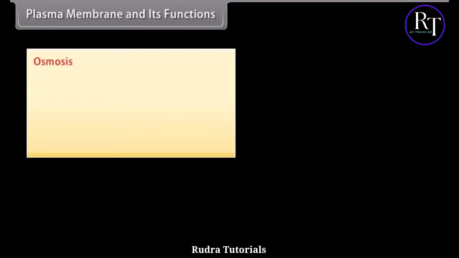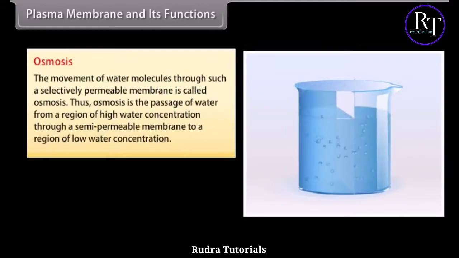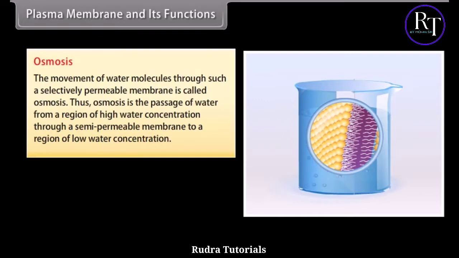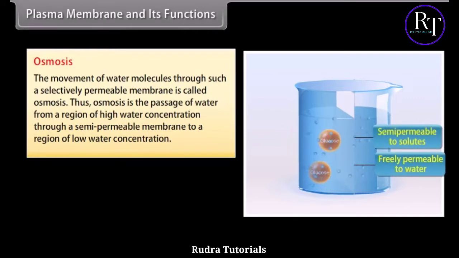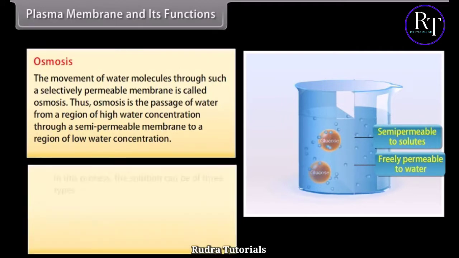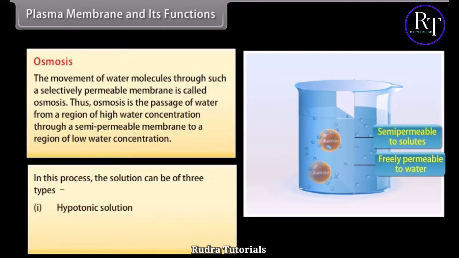Plasma membrane and its functions. Osmosis. The movement of water molecules through such a selectively permeable membrane is called osmosis. Thus, osmosis is the passage of water from a region of high water concentration through a semi-permeable membrane to a region of low water concentration. In this process, the solution can be of three types: hypertonic solution, isotonic solution, hypotonic solution.